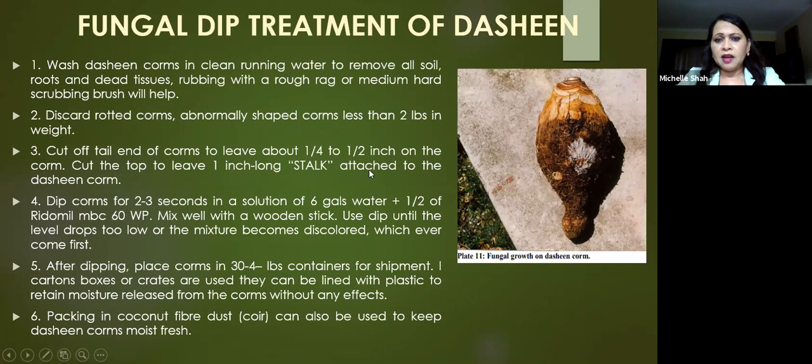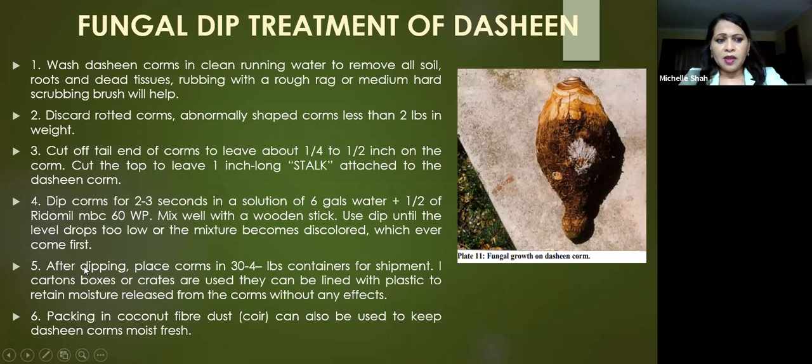Dip the corms for 2 to 3 seconds in a solution of 6 gallons water to half of Rhizomyl, which is a solution for cleaning the dasheen. Mix well with a wooden stick. Use a dip until the level drops too low or the mixture becomes discolored, whichever comes first.